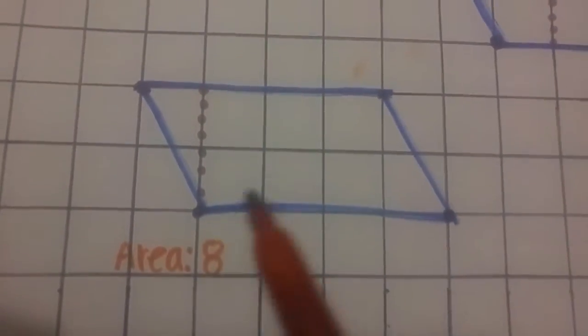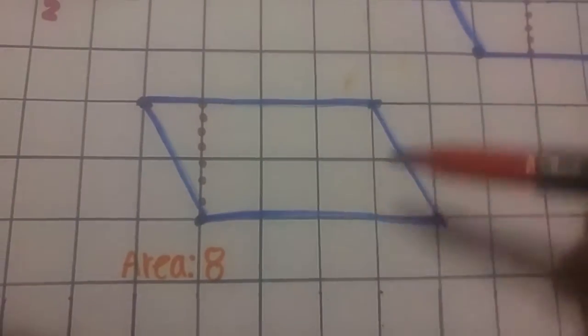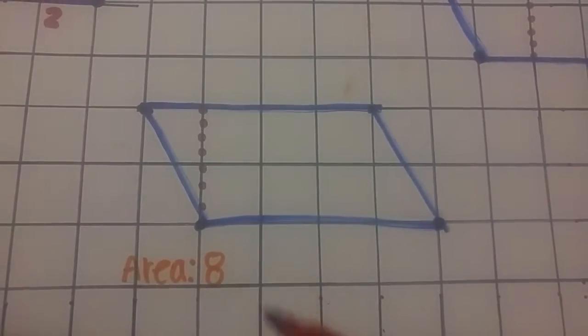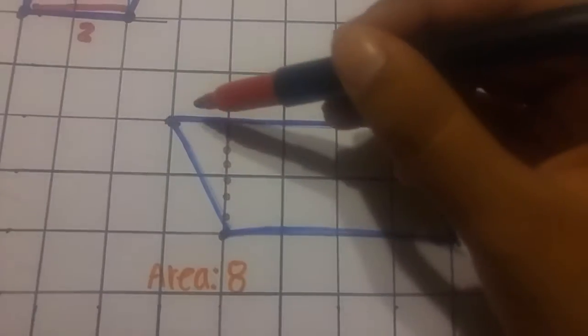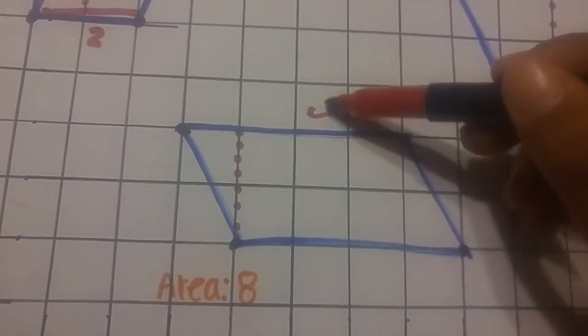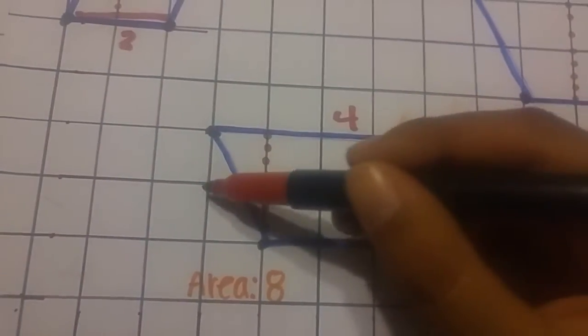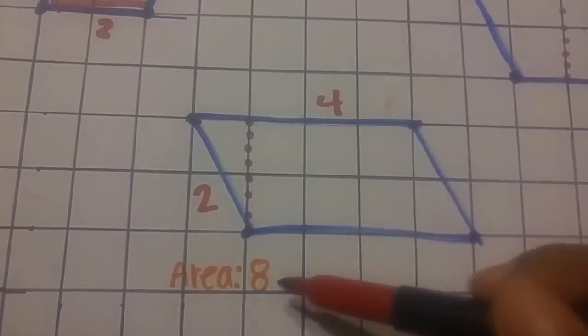For the last example for the parallelogram, I did the same thing, and I got that the area was 8 units. Then I counted the base, and I got 4. Then I counted the height, which was 2, and 2 times 4 equaled 8.